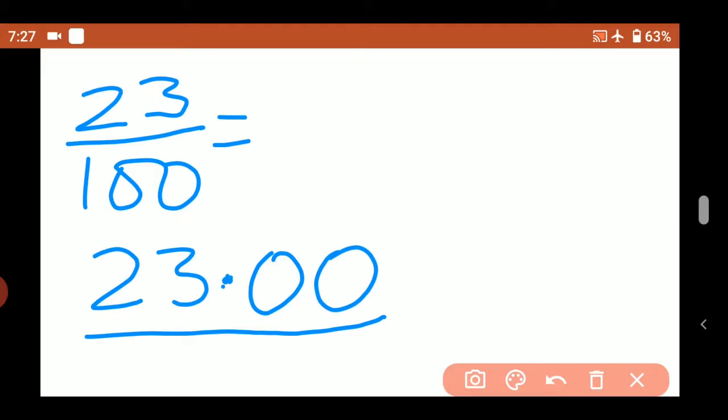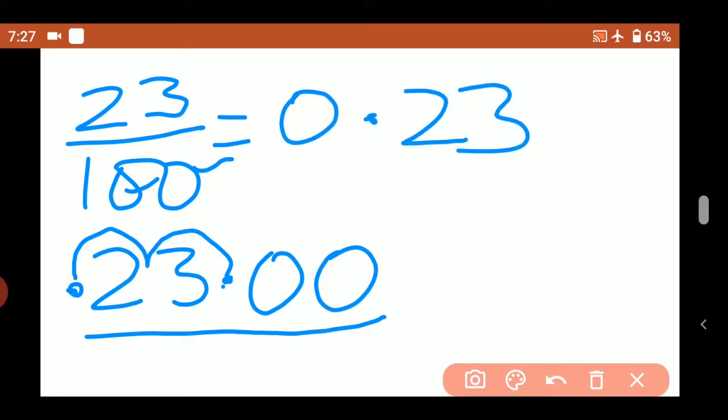So 23 by 100, you can see the decimal point is over here and you have how many zeros? 2 zeros. So 2 jumps to the left. So the decimal point reaches here. So your answer will be 0.23.